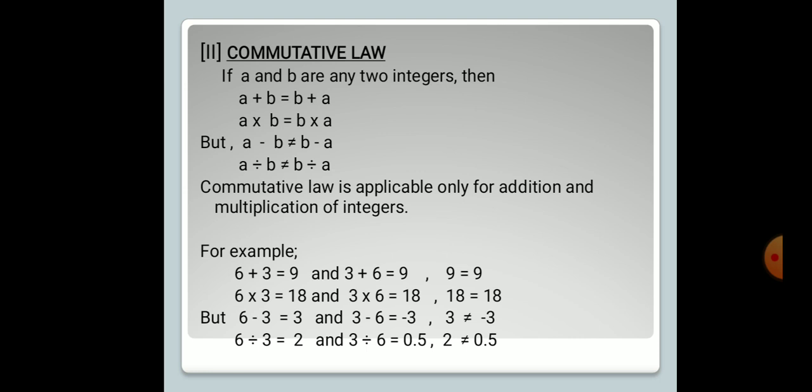And division, a divided by b. For example, 6 divided by 3 is 2, but 3 divided by 6 is 0.5. Here also 2 is not equal to 0.5, that is a divided by b is not equal to b divided by a. So, commutative law is applicable only for addition and multiplication of integers. So, while doing the problem, you have to note that if the position of the integers is changed in the case of subtraction and division, it will be a problem. Okay, so listen to that.